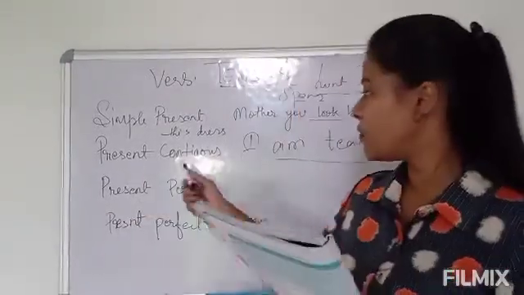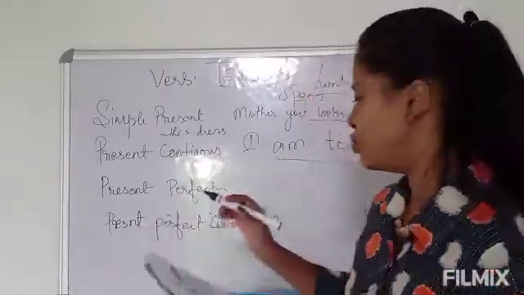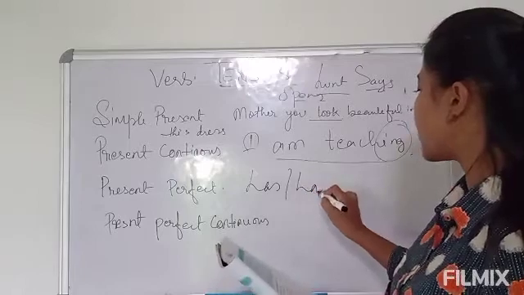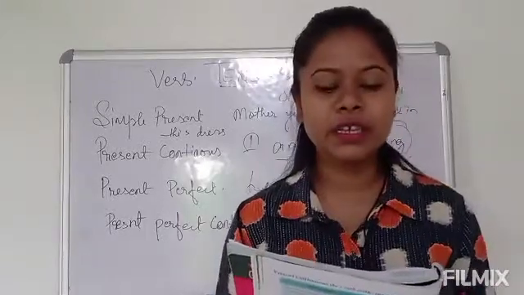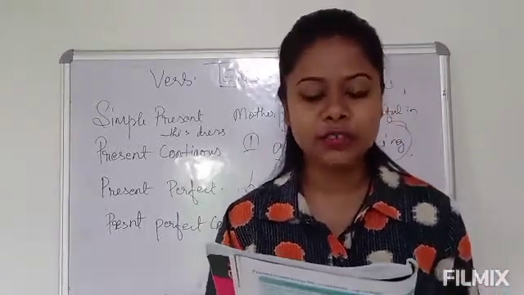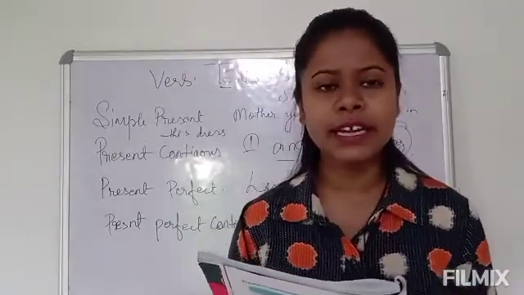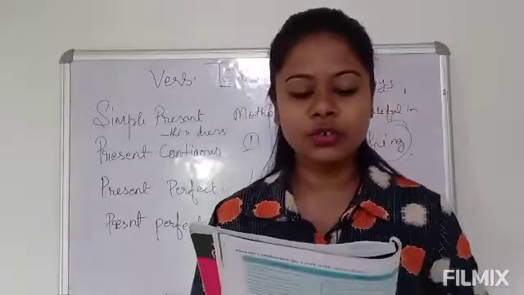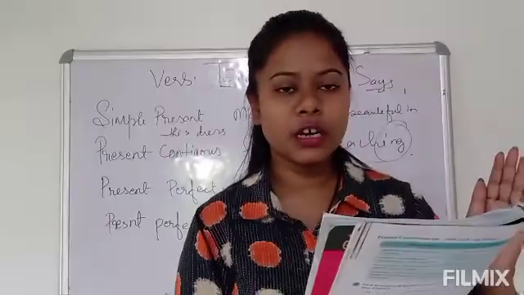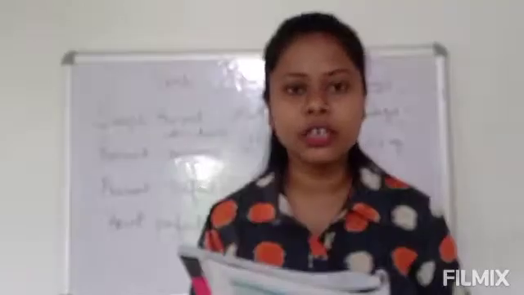Next is present perfect tense. Okay, so here we can see that has and have is used. What is used? Has and have. Yes? Okay, so first we will see what it is used to express. It is used to express an action completed in the past and the present. Like for example, Vidya has traveled all over Europe. Okay, so it was the action which happened in the past and continued and ended in the present.